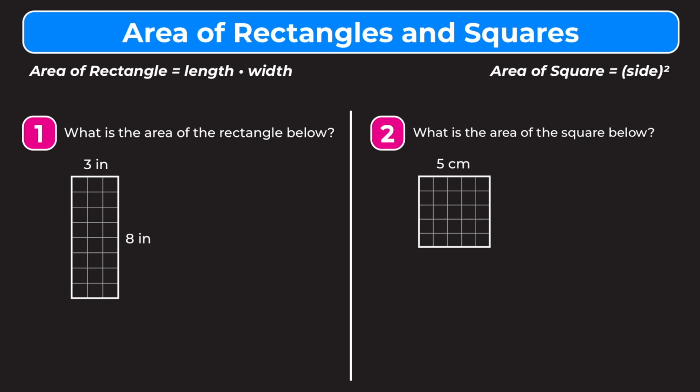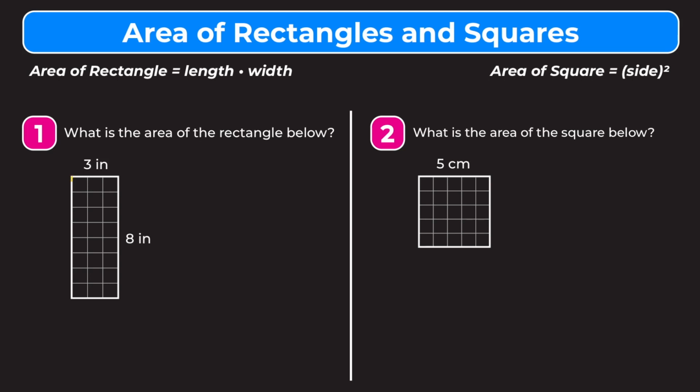So taking a look at example 1 and 2, I'm actually going to show you guys why these formulas work using visuals. So example 1 says, what is the area of the rectangle below? And area is just how much space a shape takes up. So for number 1, we're going to think of area as how many little 1 by 1 inch squares are in this rectangle that measures 3 inches by 8 inches.